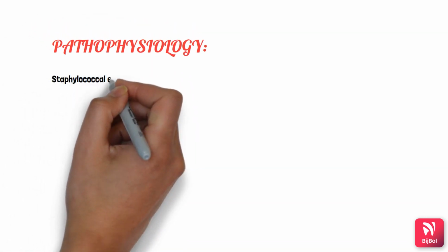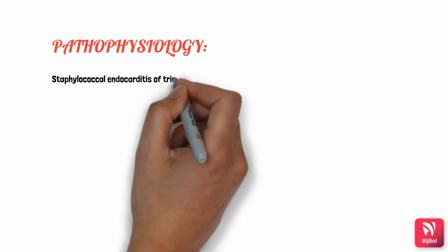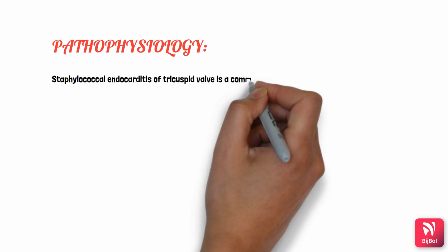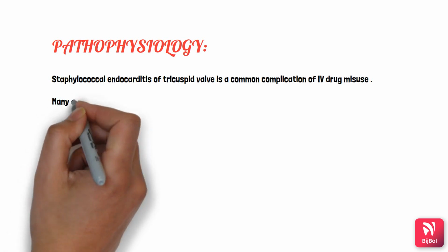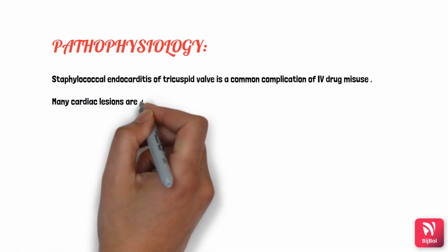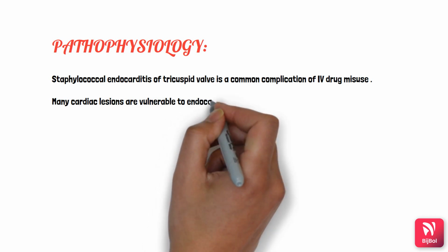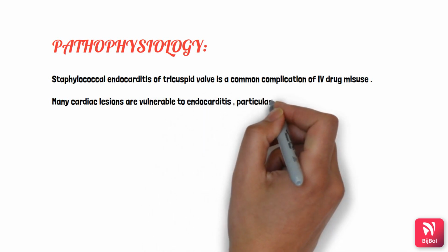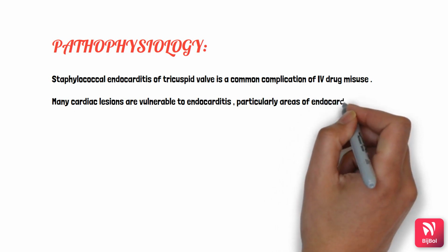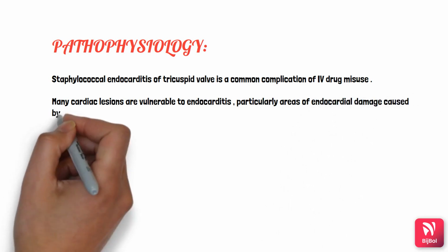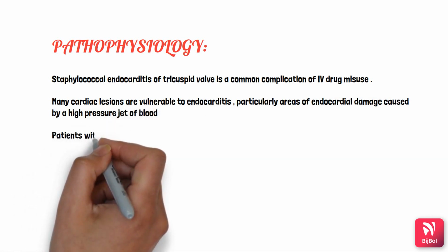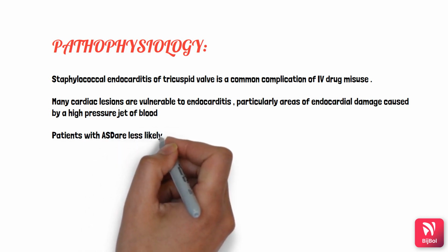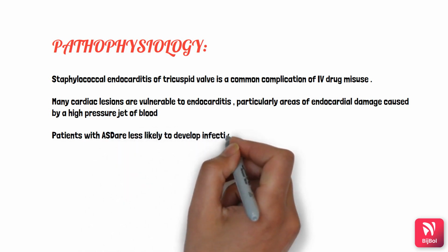Now let's come to the pathophysiology of infective endocarditis. It occurs at the site of pre-existing endocardial damage, that is, when the endocardium is already damaged, it can occur at that site. But infection with highly virulent organisms, for example Staphylococcus aureus, can cause endocarditis in a perfectly normal heart.